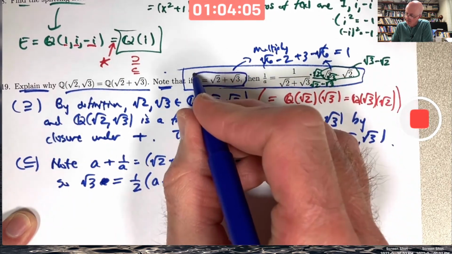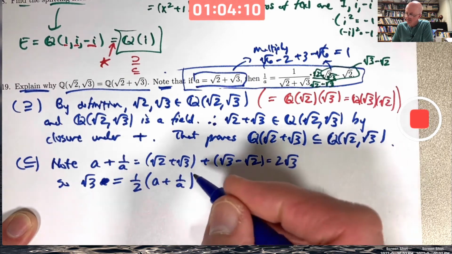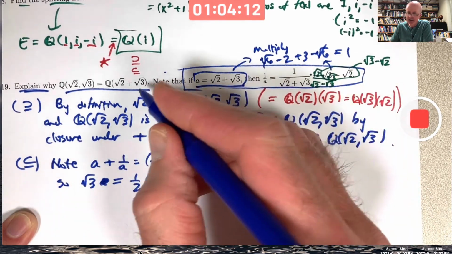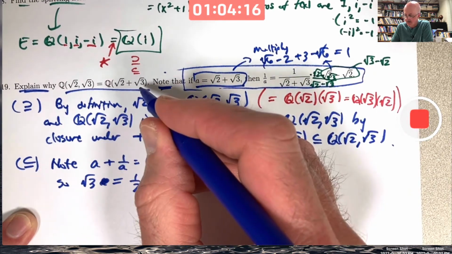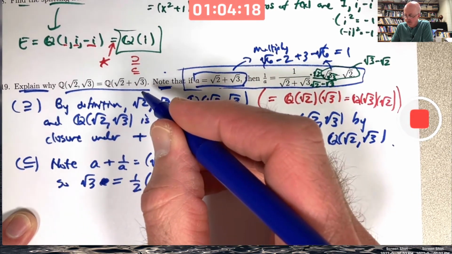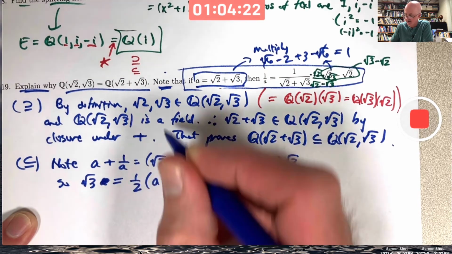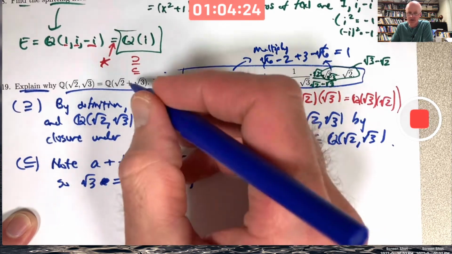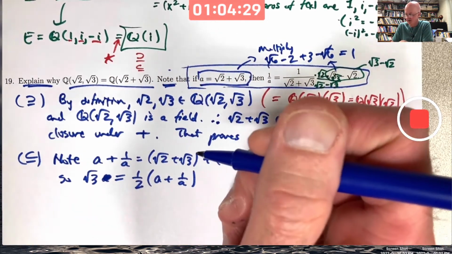A is this. I should have maybe said that down here. A is this. A is definitely in here, and this is a field. Therefore, 1 over a is definitely in here. A is also non-zero. And 1/2 times their sum. Well, their sum is also in there, and 1/2 times it's also in there. It's a field. Those things have to be in there. And 1/2 is a rational number.